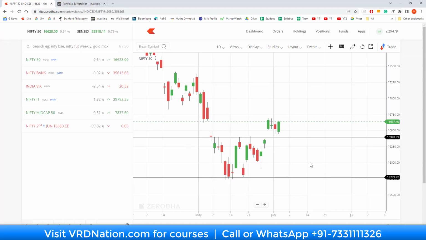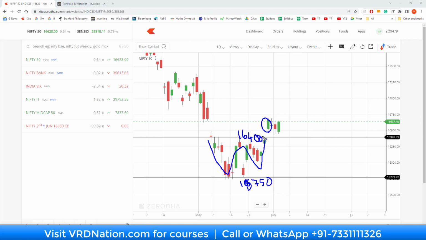Alright guys, so today we had a very interesting kind of market, and this is the daily chart of Nifty. So let's see where we are right now. We had Nifty trading in a range for almost about a month, between 15,750 to 16,400 thereabout. The market was trading in a range for quite some time, and then there was a breakout.